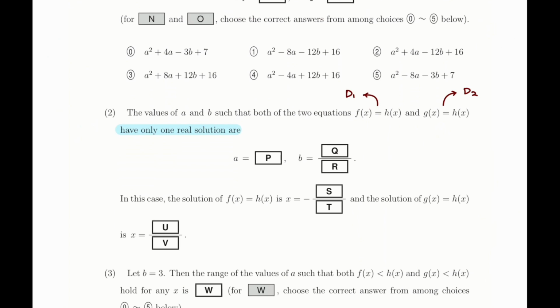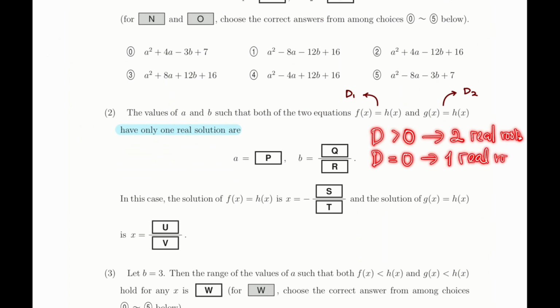Since they tell us that there is only one real solution, that means d1 is equal to 0 and also d2 is equal to 0. You need to remember, for a quadratic equation, if the discriminant is greater than 0, you have two different real roots. If the discriminant is equal to 0, then you have one real root. If the discriminant is less than 0, you have no real root.